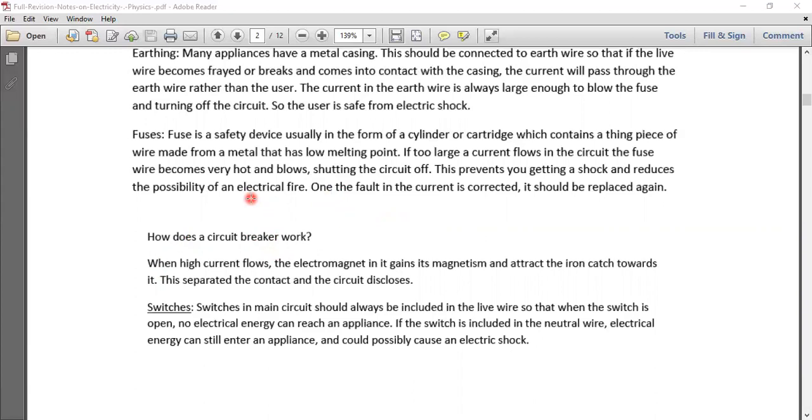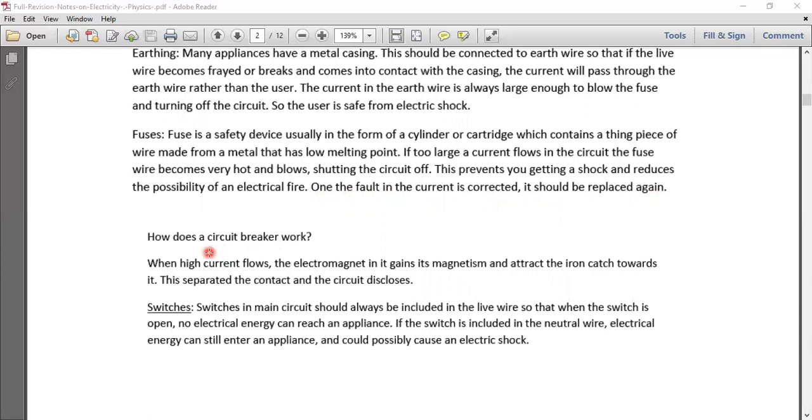Now, if the question comes like how a fuse works, you can write from here: if too large a current flows through the circuit, the fuse wire becomes very hot and blows, shutting the circuit off. This prevents you from getting a shock and reduces the possibility of electric fire. Once the fault is corrected, it should be replaced again. This might be the answer to the question.